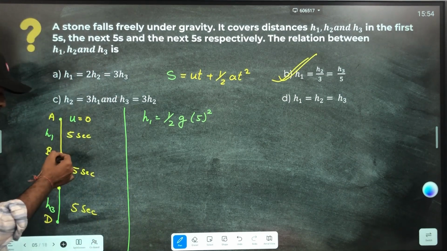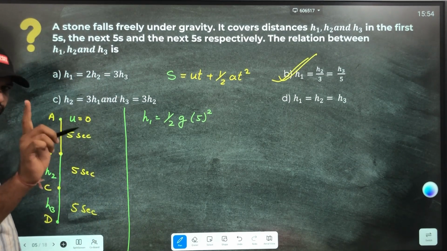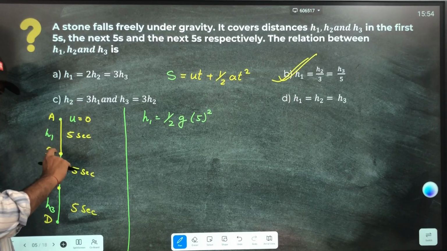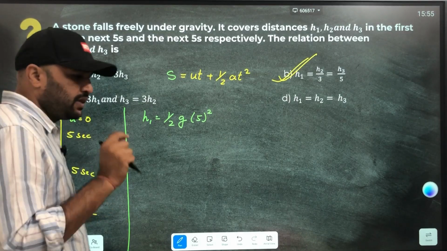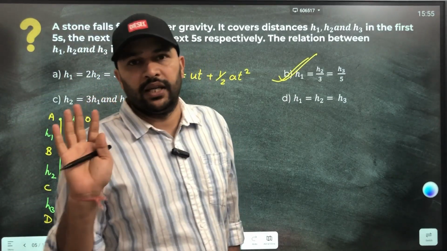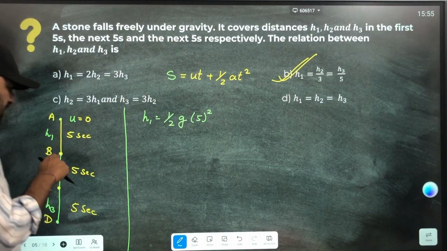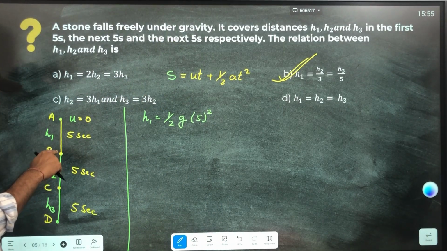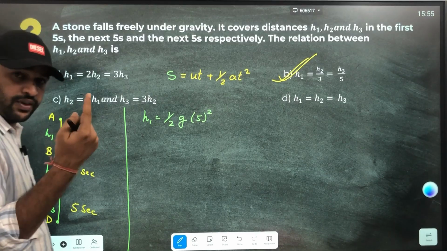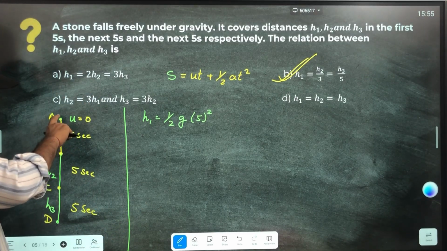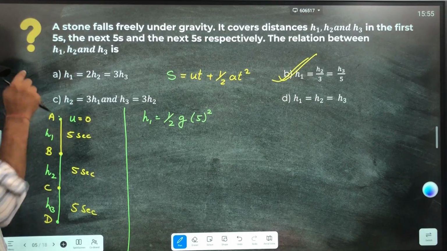Now, if I'm going from B to C, be very careful. If you are finding the distance from B to C, you should know the initial velocity at point B. In case you don't know the initial velocity at point B, first figure it out. This is one way. Or you can say that we can find A to C and then subtract AB, correct?